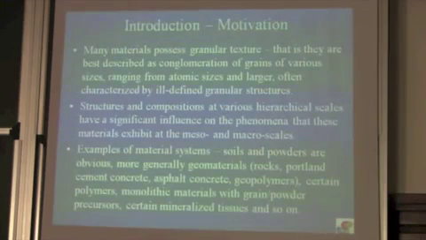Right. Okay, so the motivation or the introduction: there are many materials, and we heard earlier about bone being a very complicated material. Well, there are many natural materials which are also extremely complex and have granular texture. Right. So when we say granular texture, what we mean is that they can be described as a conglomeration of grains of various sizes, and these can range from atomic sizes, and I can give you many examples of these things. Often they are described or characterized by ill-defined structures.